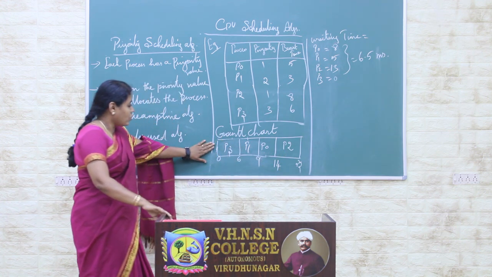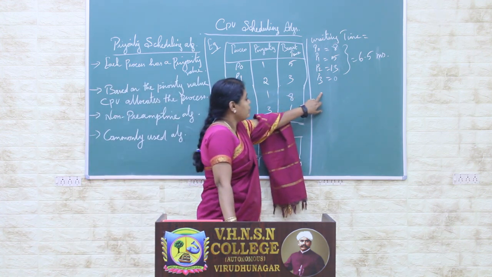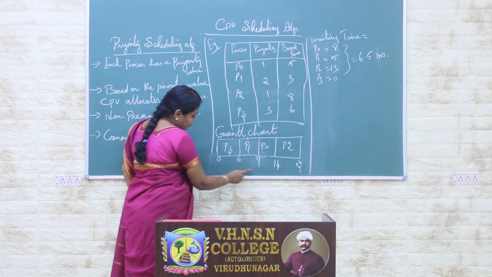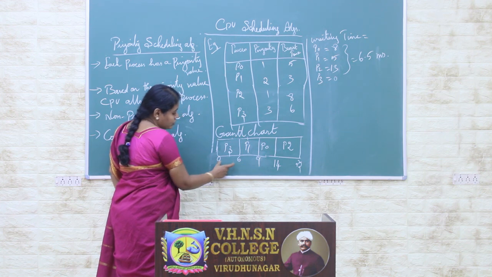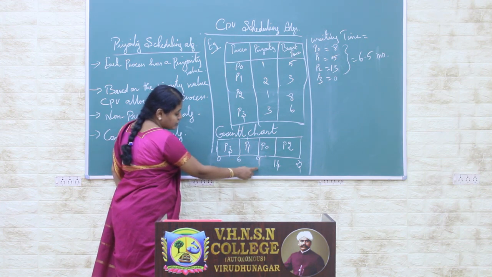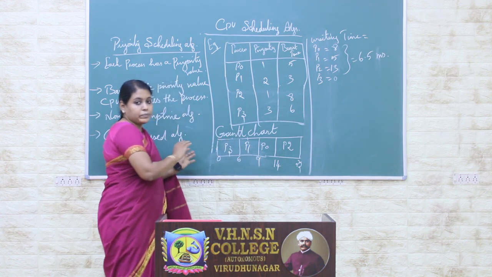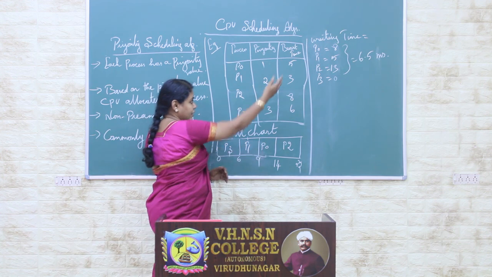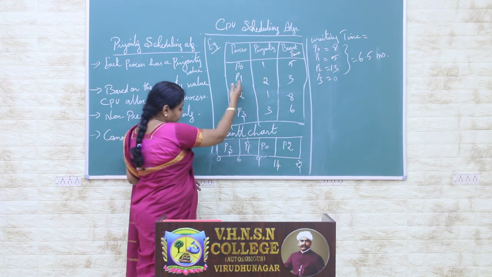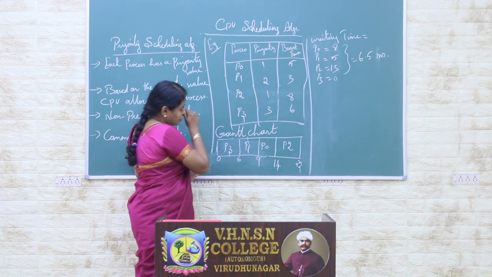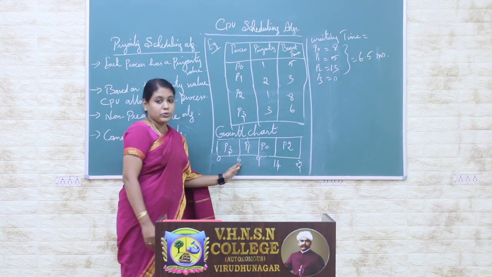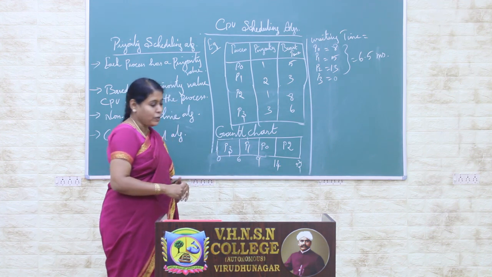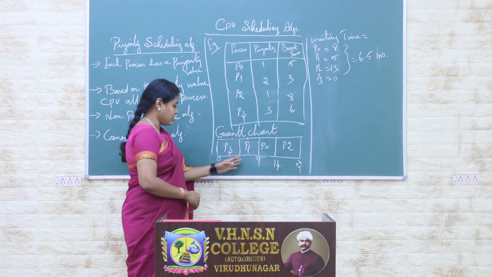According to this Gantt chart, we can know the waiting time of each and every process. Let us see P0. The waiting time of P0 is 9, because its entry time is 9 milliseconds. From 0 to 9 milliseconds it waits in the process queue. The next one is the P1 process. The waiting time of the P1 process is 6, because it entered the CPU at 6 milliseconds. So up to the 6th millisecond it waits in the process queue.